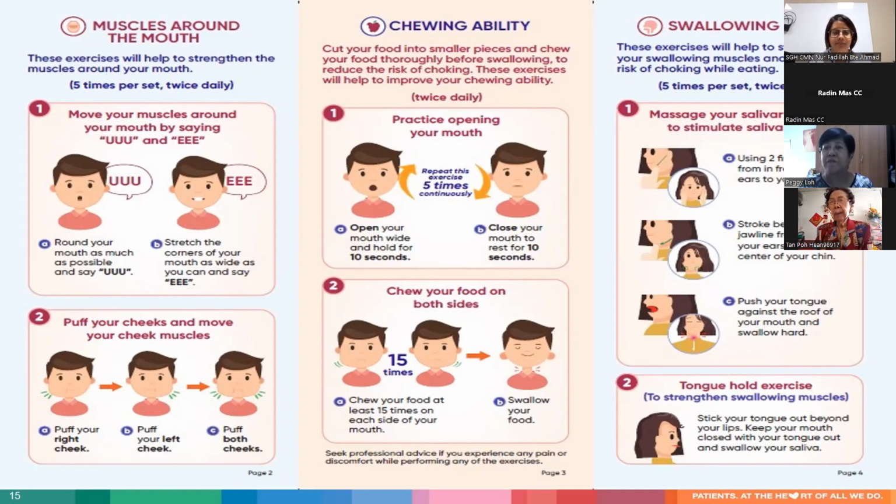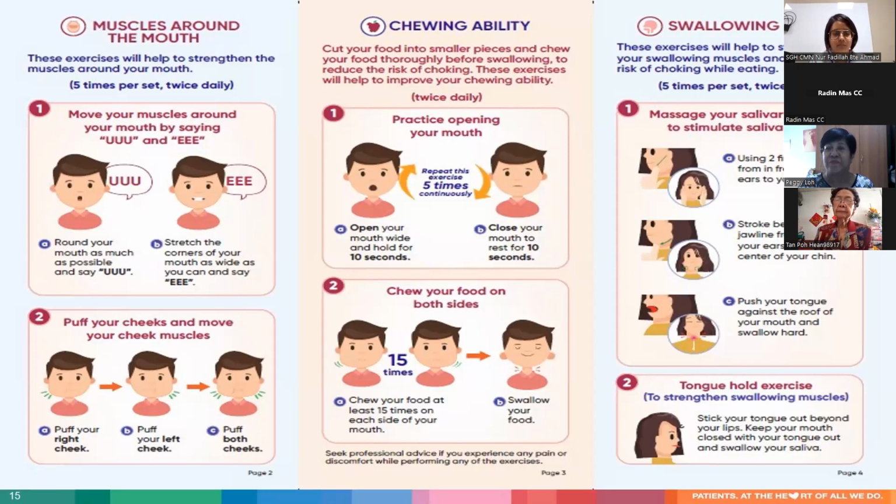We won't do this exercise now, but you will do it when you start chewing on your food. You need to do this 5 times continuously. Next is to chew your food on both sides. First is to chew your food at least 15 times on each side of your mouth. So chew 15 times on the right, and then 15 times on your left side, and then you swallow your food. That's very important for your chewing ability.